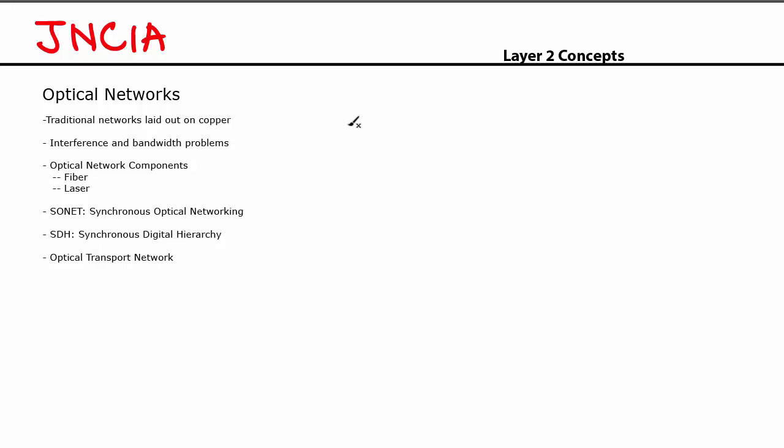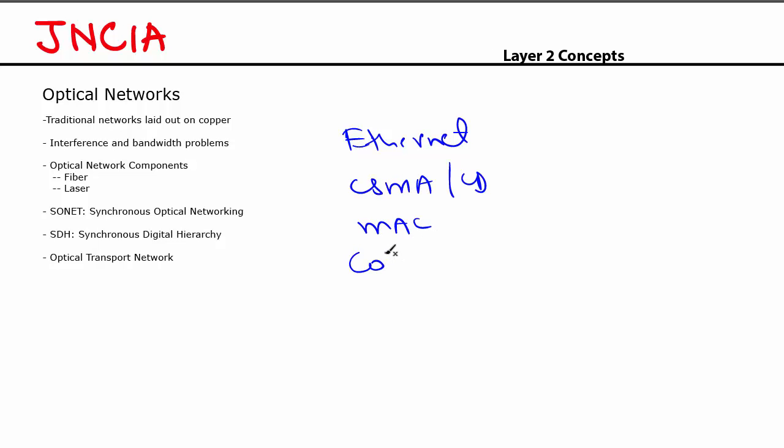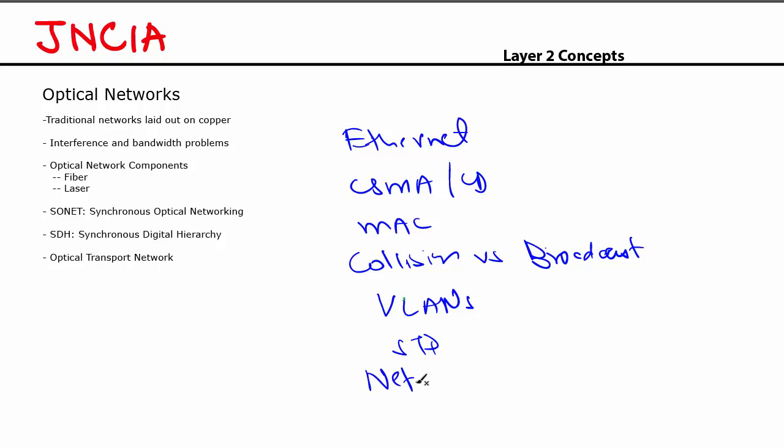So in this video, we started by looking at Ethernet. We spoke about CSMA/CD. We spoke about MAC addresses, and we understood the differences between collision domains versus broadcast domains. We also discussed VLANs and spanning tree protocol. We understood network devices and optical networks. Lots of good things in this video. I'm really happy with the way we progressed in this video.